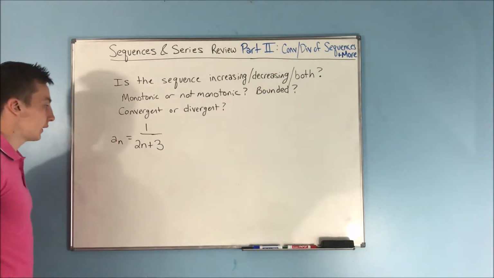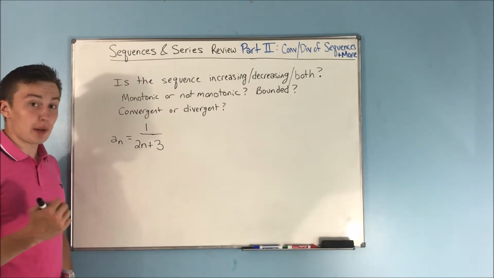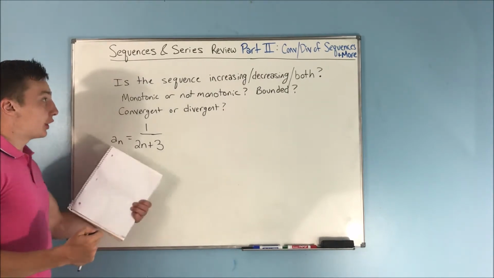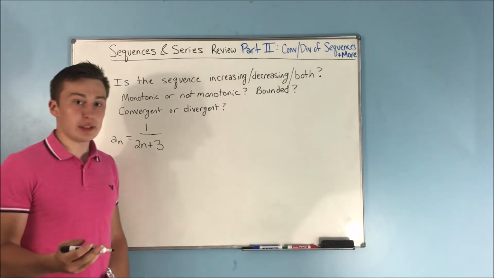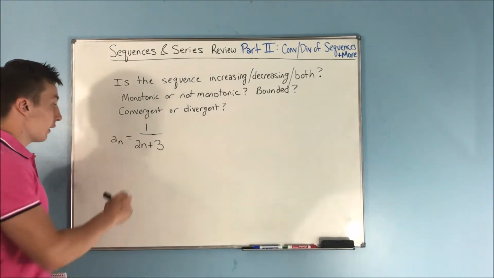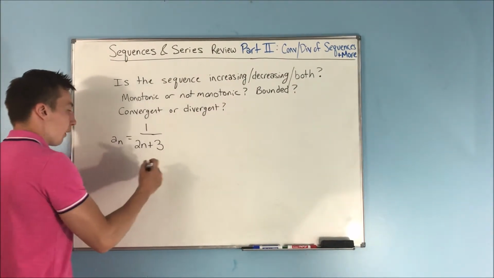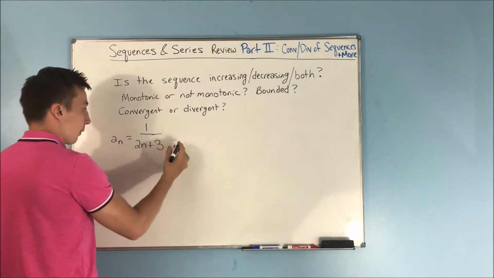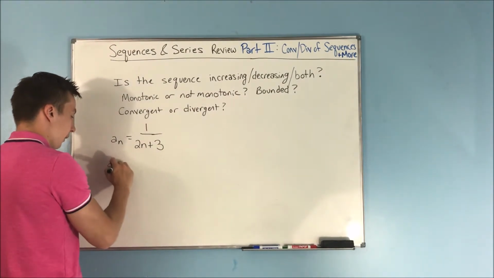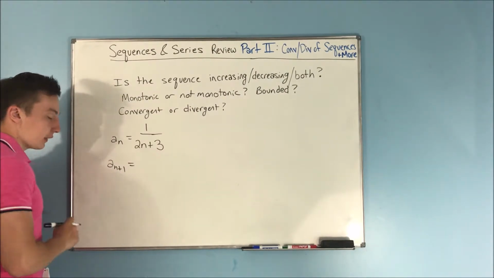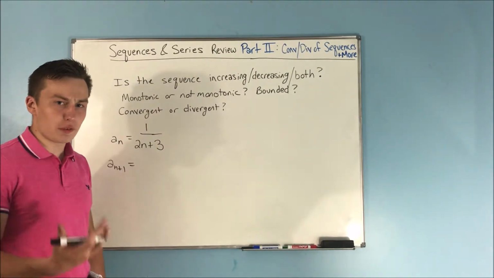So here we're given the sequence, a sub n equals 1 over 2n plus 3. Okay? Now first, how do we check if it's going to be increasing or decreasing? Well, let's look at the next term in this sequence. That's going to be a sub n plus 1. And for a sub n plus 1, all I did here was I plugged in n plus 1 for n.